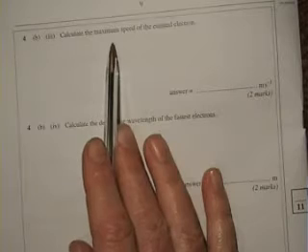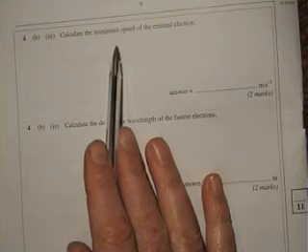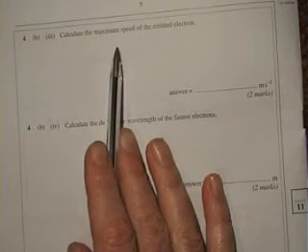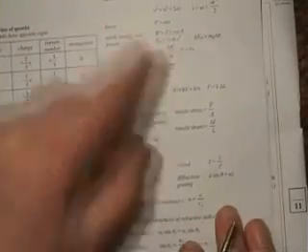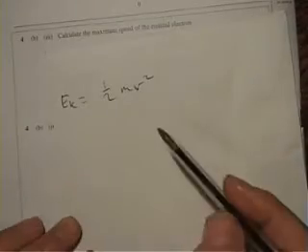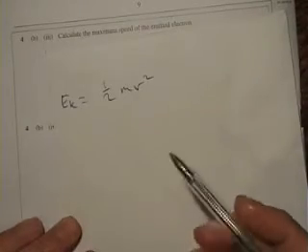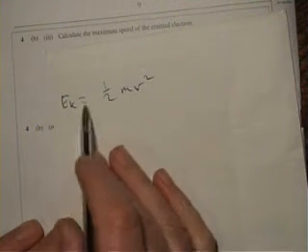B part 3, calculate the maximum speed of the emitted electron. So we've just worked out the maximum kinetic energy an electron can have, and the electron that's got the maximum kinetic energy will also have the maximum speed. So we need to know the formula that links speed and kinetic energy. And if you look at the data sheet, there's a formula here. EK, kinetic energy, is a half mv squared. So there's the formula. I'm not going to do the calculation for you, there'll be no point in that. The kinetic energy is the value that you've already calculated.